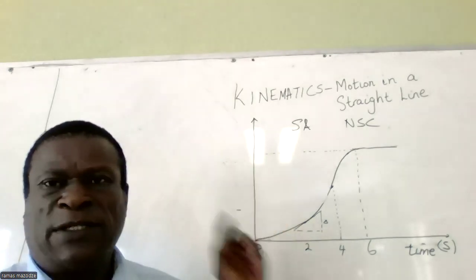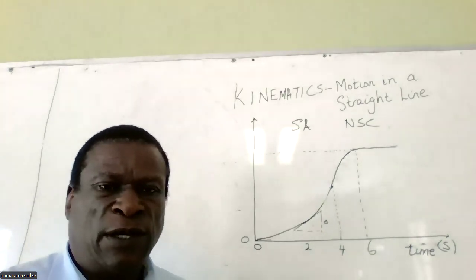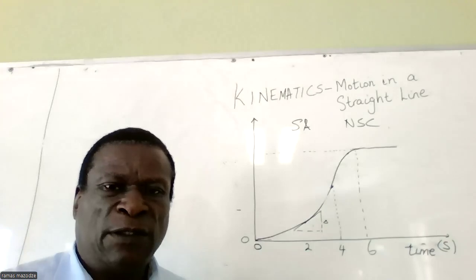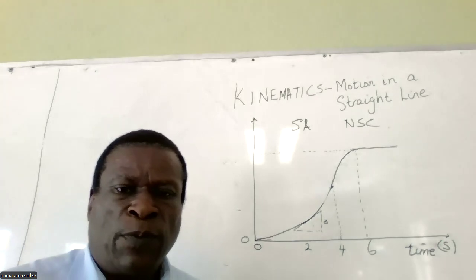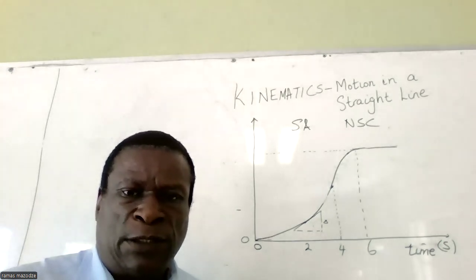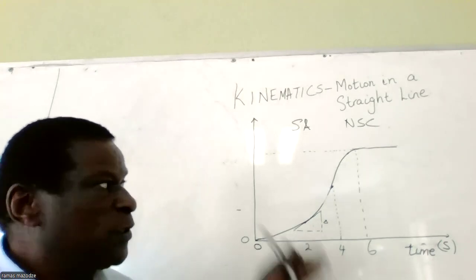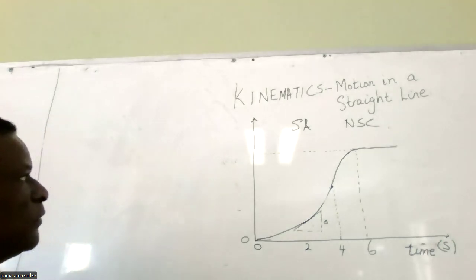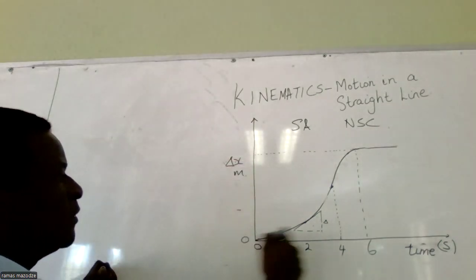Today the topic is kinematics and motion in a straight line. We're not yet doing circular motion; that will be covered later. Right, so let's get straight into this. It is a displacement time graph that we are given, so we have displacement here in meters.